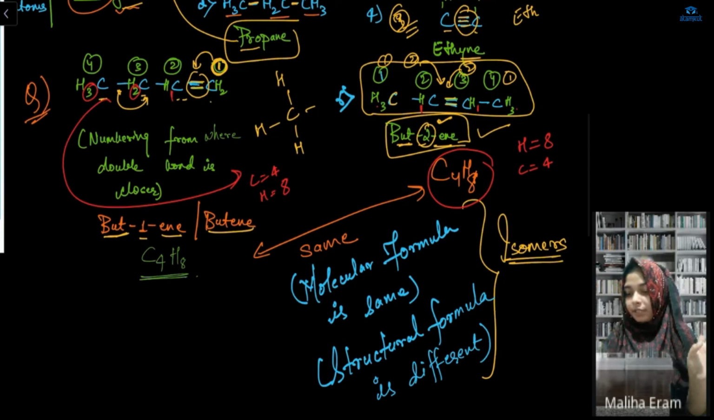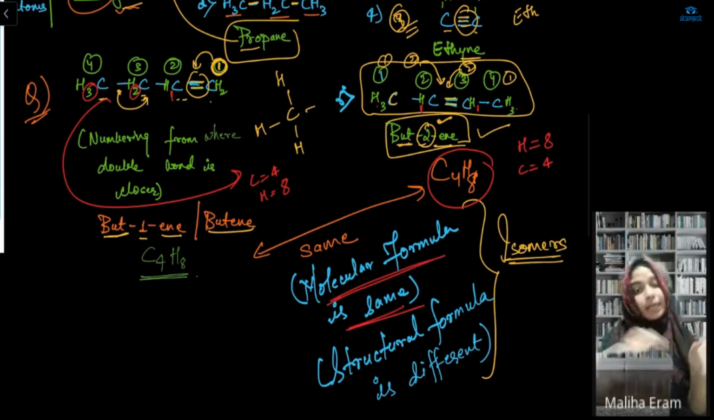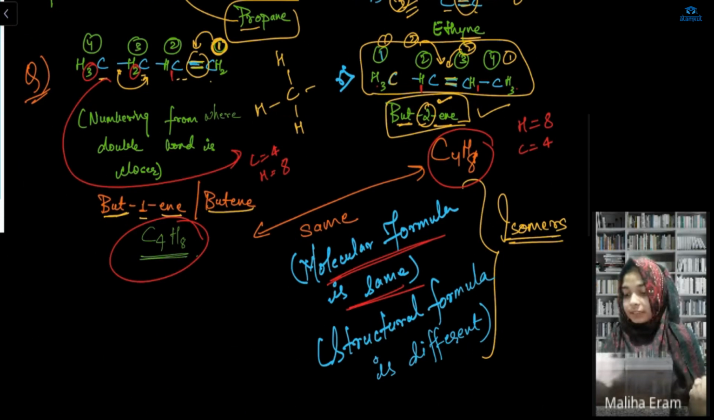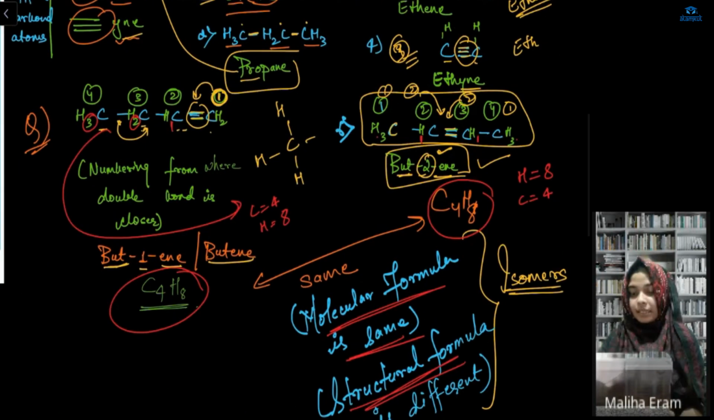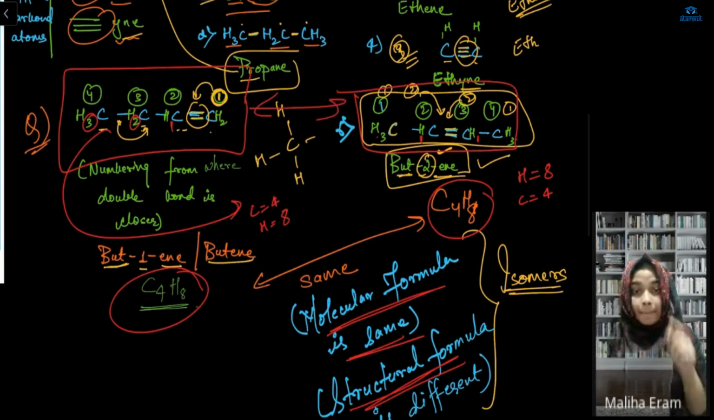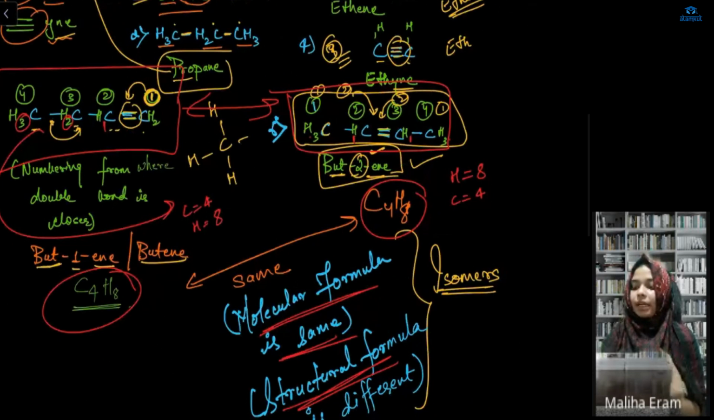But can you relate these two diagrams? What is happening? Your molecular formula is the same. Here it is C4H8, and here it is also C4H8. Your molecular formula is the same. But what's the difference? The difference is your structural formula. Can you look at this structure and this structure? Both structures are different, but your molecular formula is the same.